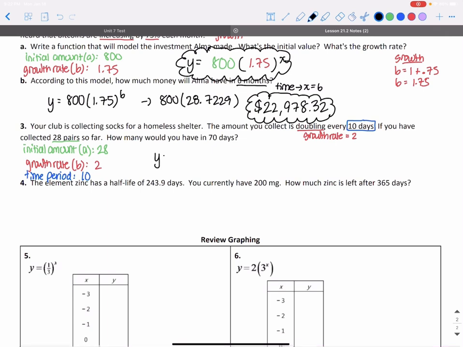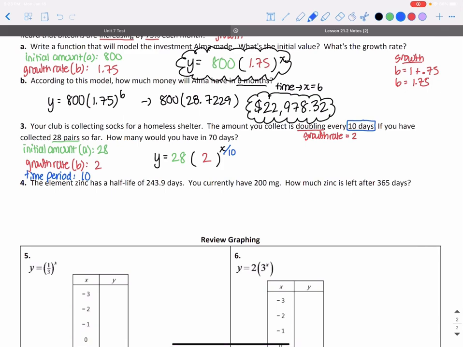We're going to write y is equal to 28, our initial value, times 2 raised to the x power, except this exponent represents the amount of time periods that have passed by. Usually it would be doubling every 1 unit, but since now it's every 10 days, I know the time period is whatever x is, however many days have passed by, divided by 10. So I'm going to divide in the exponent the time period, which is 10.